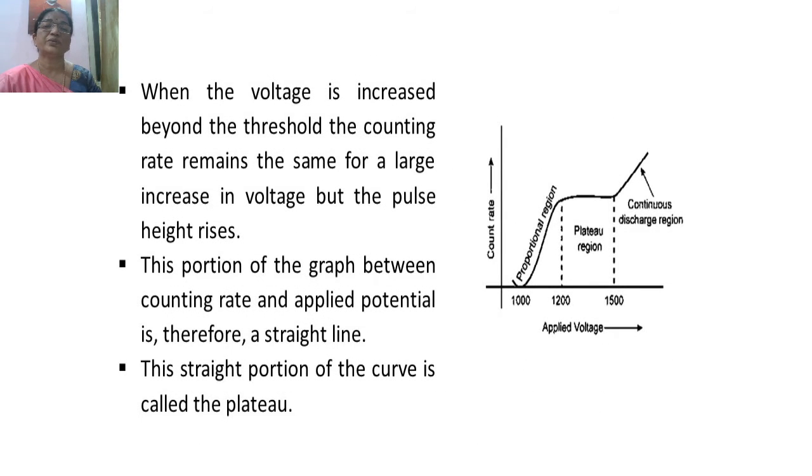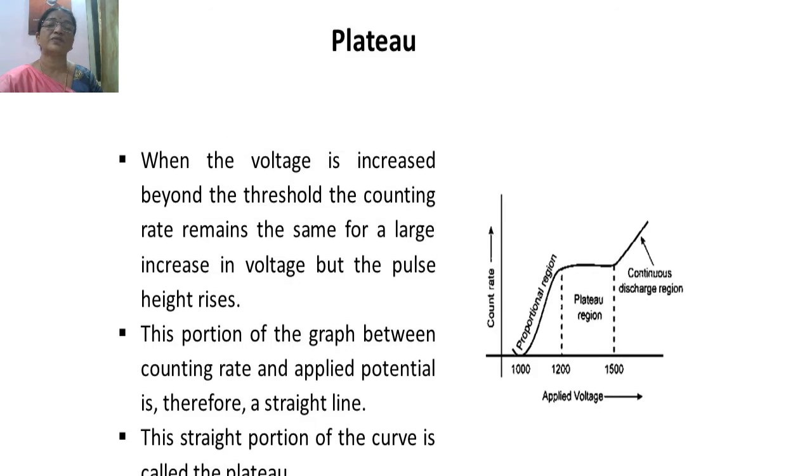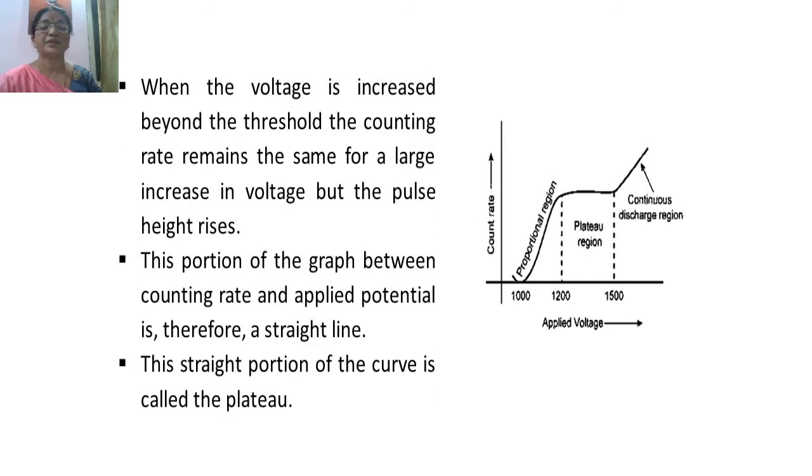Now, when the voltage is increased beyond the threshold, the counting rate remains the same for a large increase in voltage, but the pulse height rises. This portion of the graph between the counting rate and applied potential is therefore a straight line, and this is known as the plateau region of the GM characteristic curve.